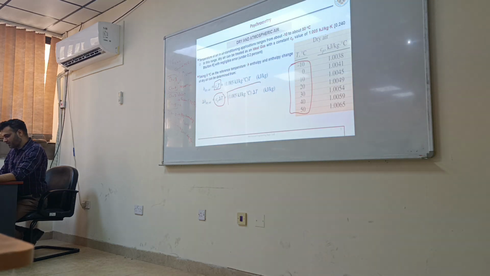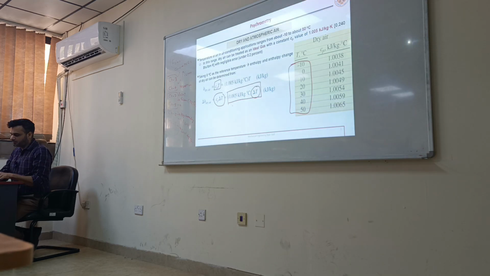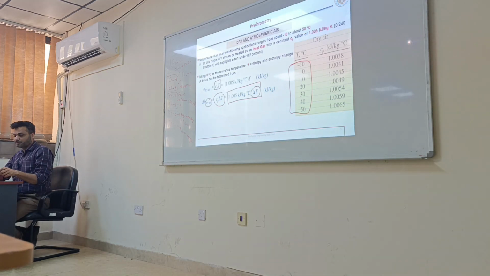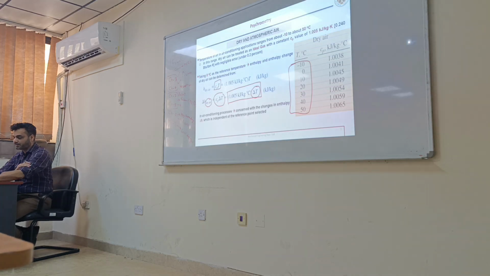Okay. So 1.005 into delta T. That can be used to find the enthalpy of dry air. Now we are not talking about moist air, only the pure dry air part.